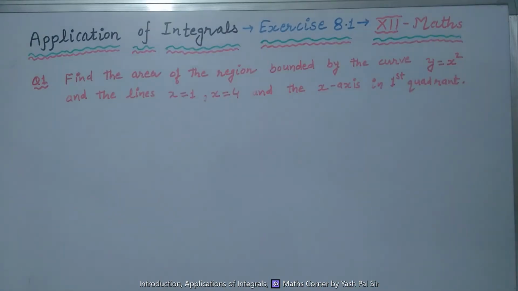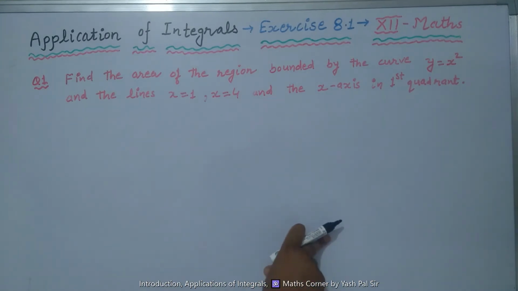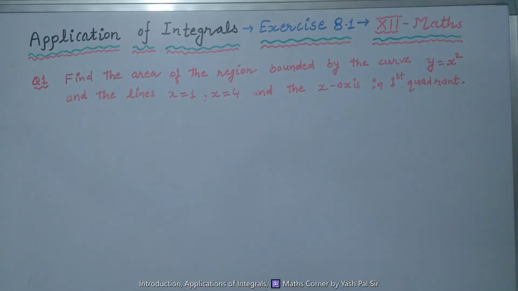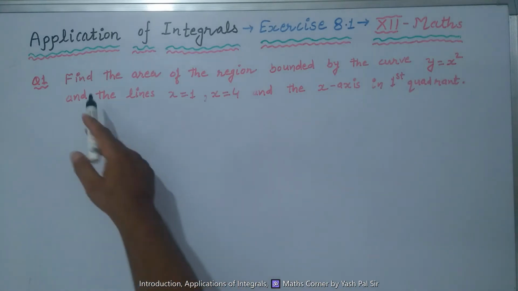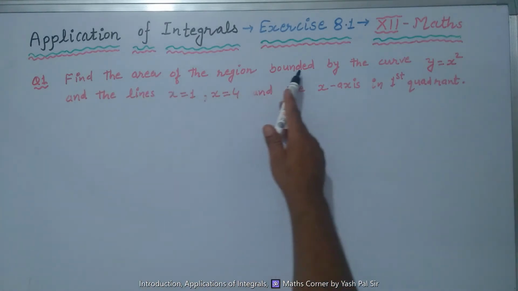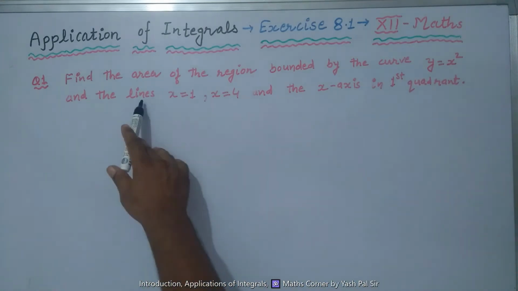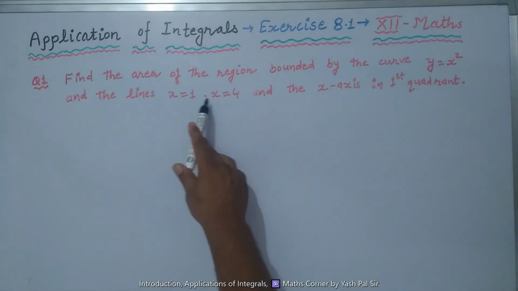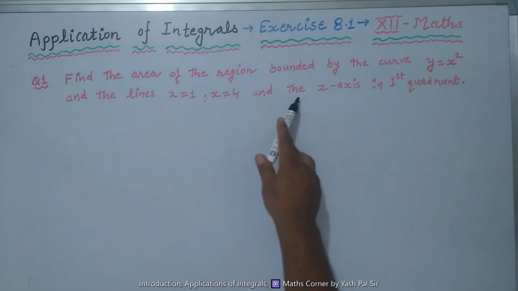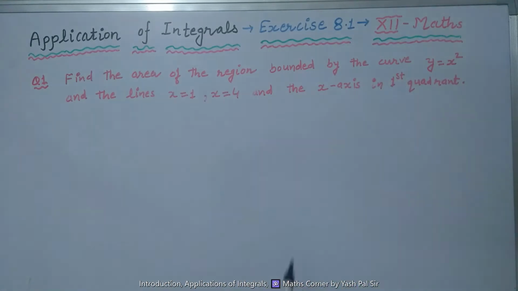Now coming to the questions of exercise 8.1, the very first question is: find the area of the region bounded by the curve y is equal to x square and the lines x is equal to 1, x is equal to 4 and the x-axis in the first quadrant.